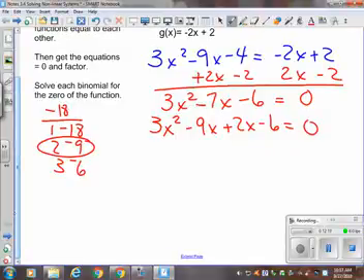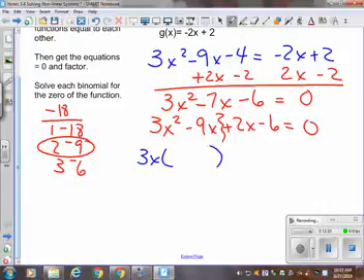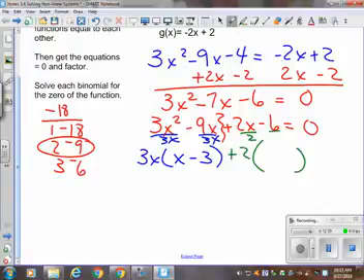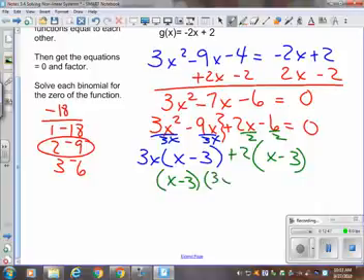Now let's split the problem. What can you take out of the first half? 3x. Okay, what will be left? Correct, x minus 3, because you can divide 3x into each piece. What can I take out of my second half? All right, plus 2. What will be left if you divide both of these by 2? So then we know we've done it right because they both came out x minus 3. So x minus 3, 3x plus 2 are my factors that are equal to 0.